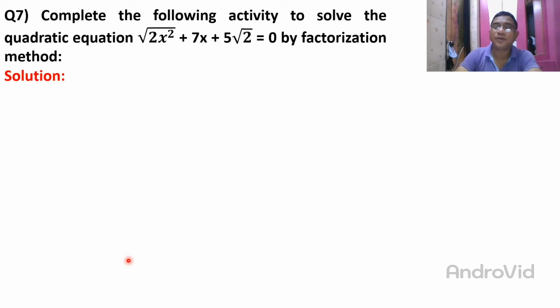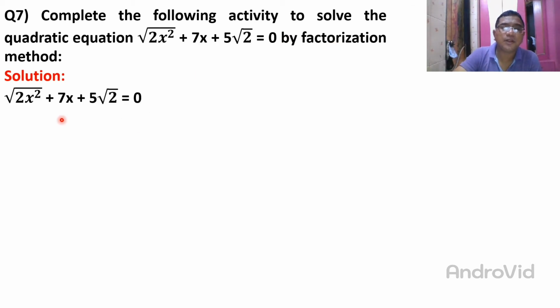Then we will see problem number 7. Complete the following activity to solve the quadratic equation square root 2x square plus 7x plus 5 root 2 is equal to 0 by the factorization method. Okay, so first we write this problem here: square root 2x square plus 7x plus 5 root 2.